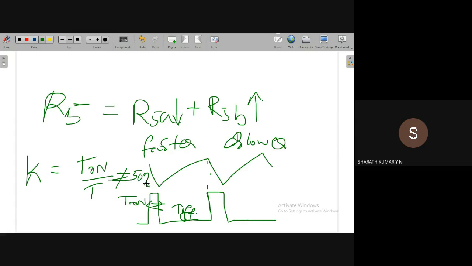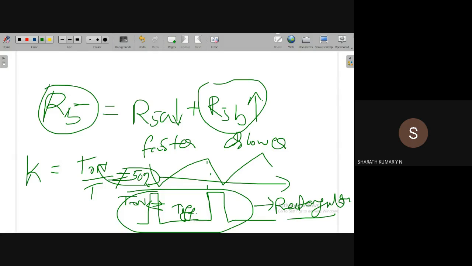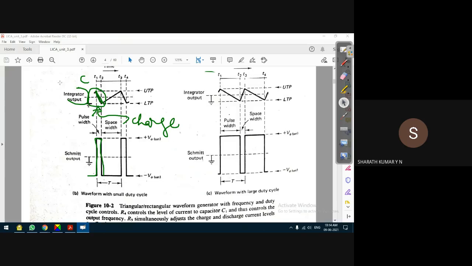If it is 50%, we call it a square waveform. If it is not 50%, we call it a rectangular waveform. So we are able to achieve a rectangular waveform by using an adjustable duty cycle arrangement using a resistor R5.